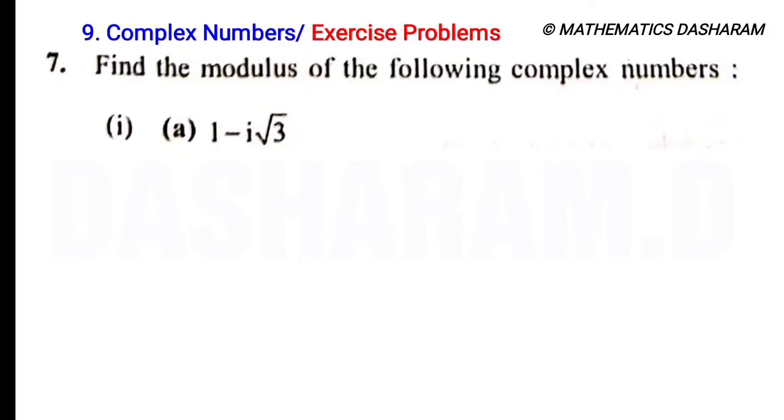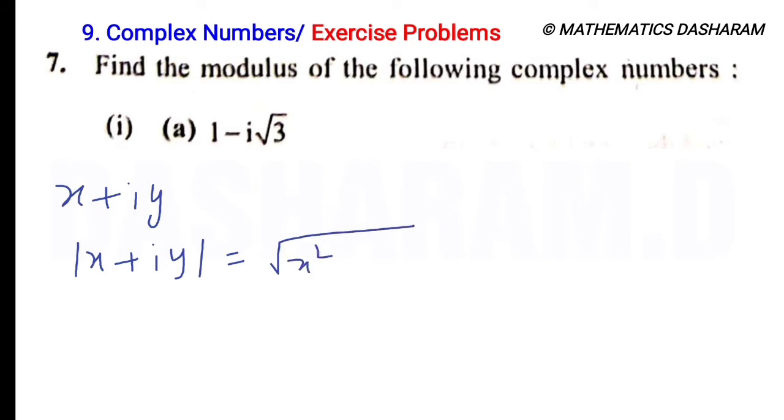Seventh bit, find the modulus of the following complex numbers. The first question is 1 minus i root 3. For example, x plus iy is a complex number, so its modulus is denoted by mod x plus iy. The formula is under root x square plus y square.